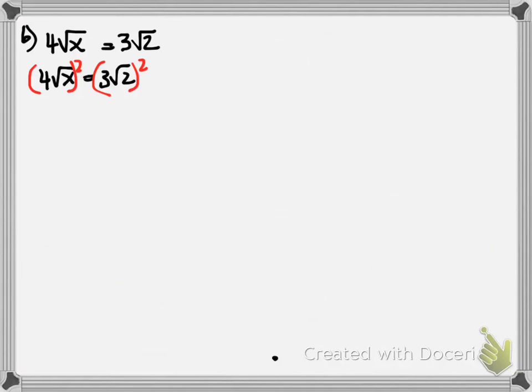Now the funny thing is, we've got square roots on both sides on this particular problem. So what I have to remember to do is square the 4. So that gives me 16. And the square root of x squared is x. On this side, I've got to remember to square the 3 and square the radical 2, which gives me a 2. Okay, so then this gives me 16x equals 18, and then I'm going to divide both sides by 16.